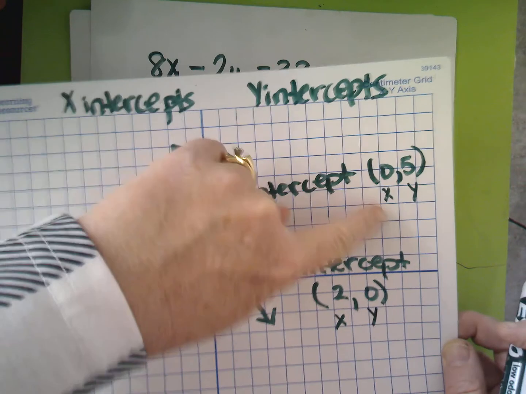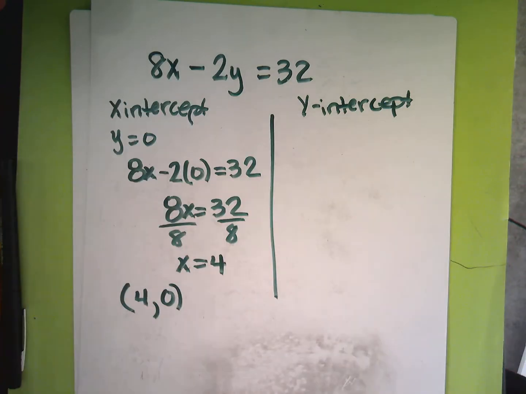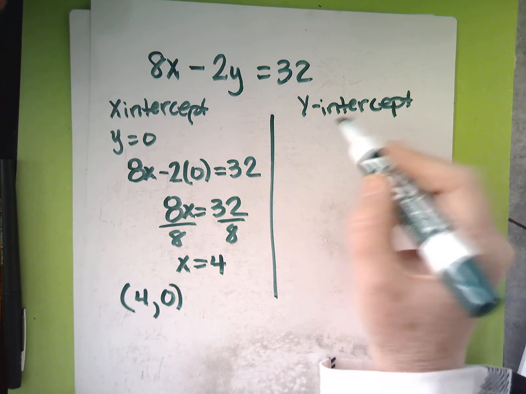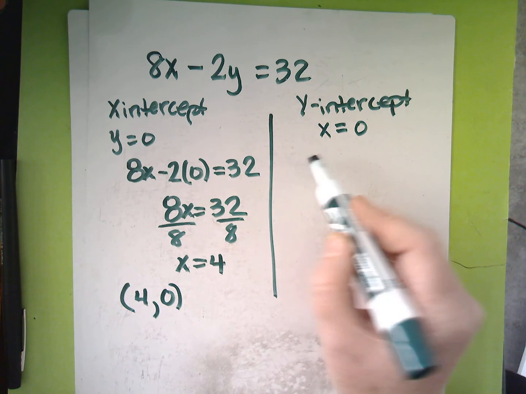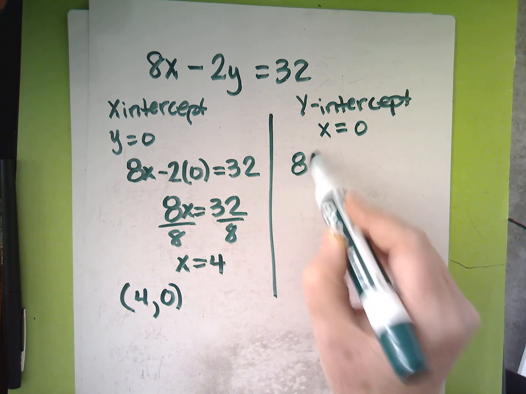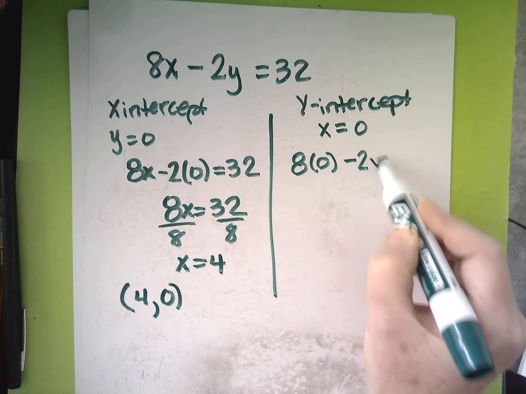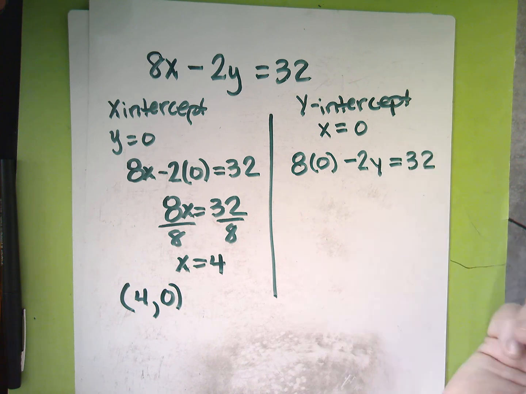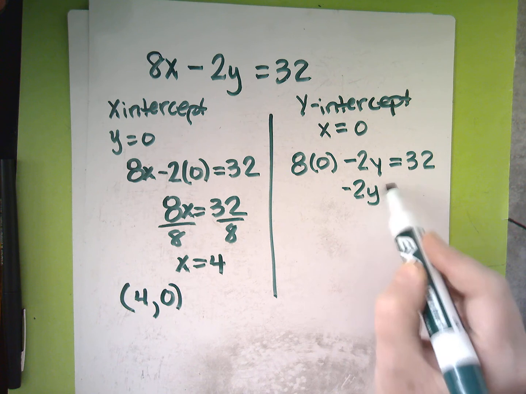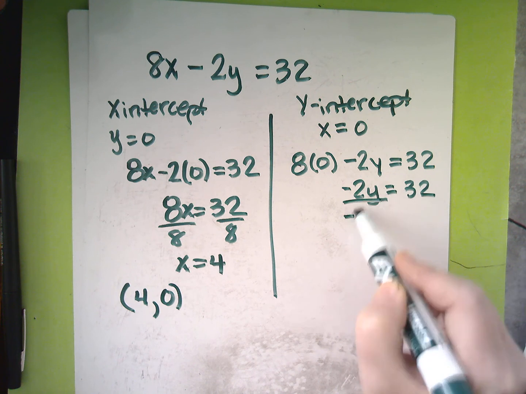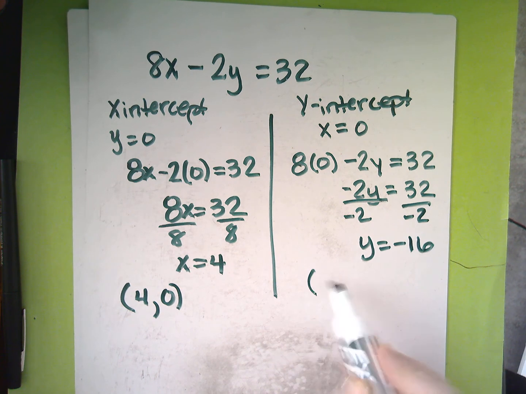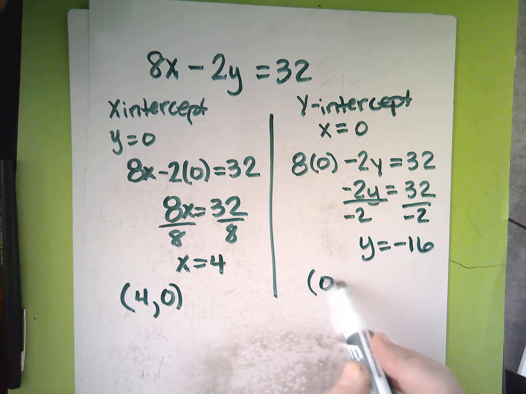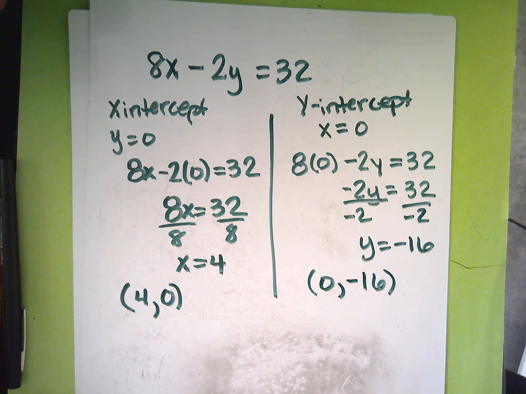The y-intercept, that's the location where it crosses the y-axis. Notice that the x value is 0. So in order to find the y-intercept, you let the other letter, you let the x be 0. So it would be 8 times 0 minus 2y is 32. So negative 2y is 32. Divide by negative 2. Y is negative 16. So this point is 0, negative 16.